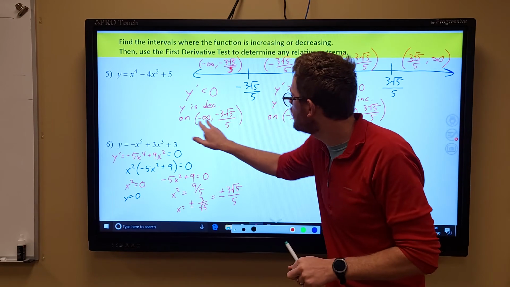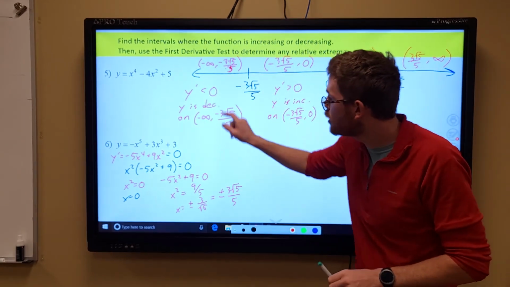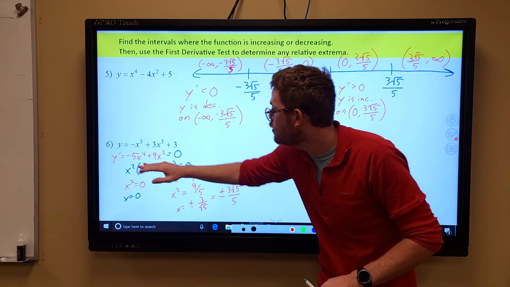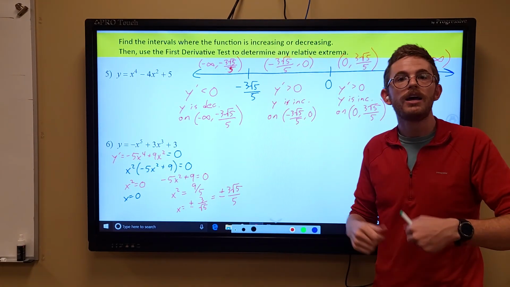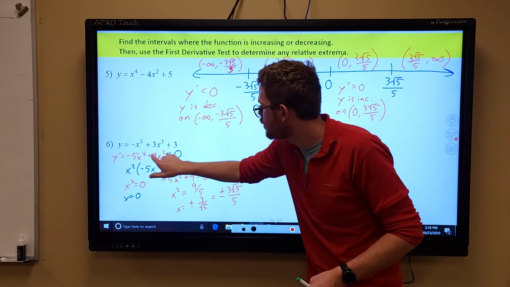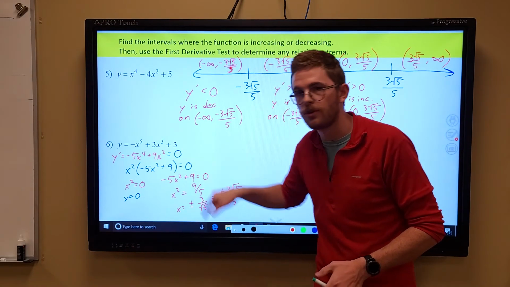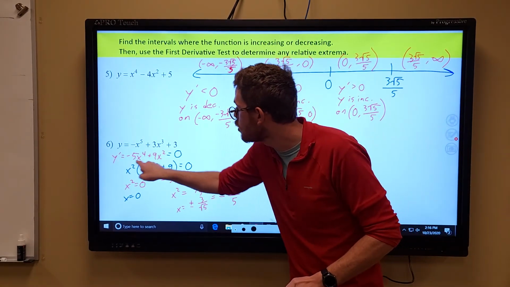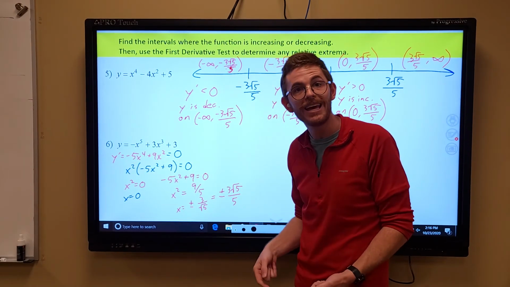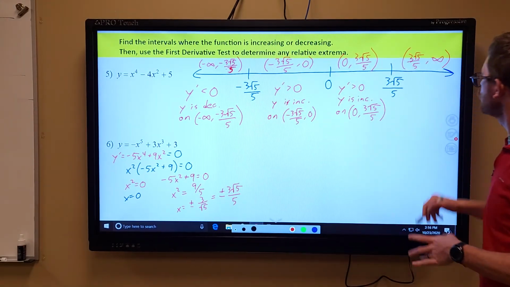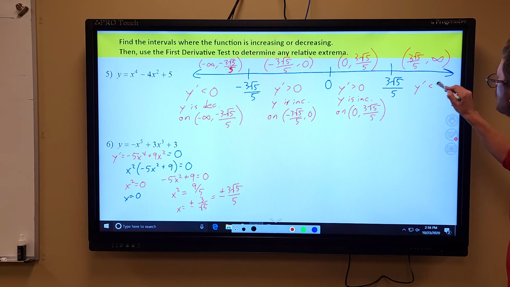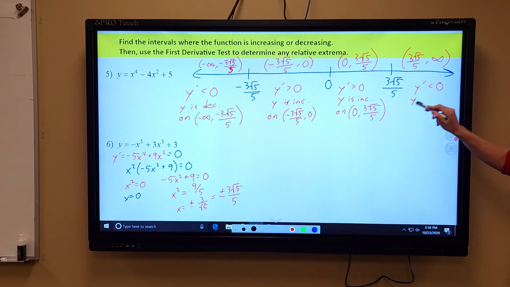Well, it's going to be the same idea as when it was decreasing way over here, because no matter what we're plugging into this derivative, it's being raised to an even power, and so we get a positive value out from those x to the fourth and those x squared. But because the much larger exponent is being multiplied by a negative, we're getting a negative result overall. So our derivative is negative on this interval. Our original function must be decreasing on this interval from 3 root 5 over 5 to infinity.